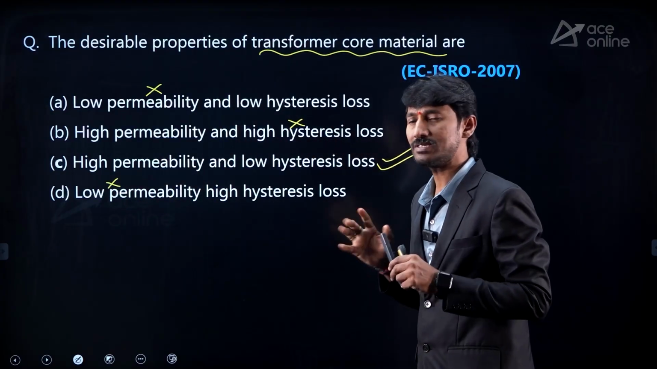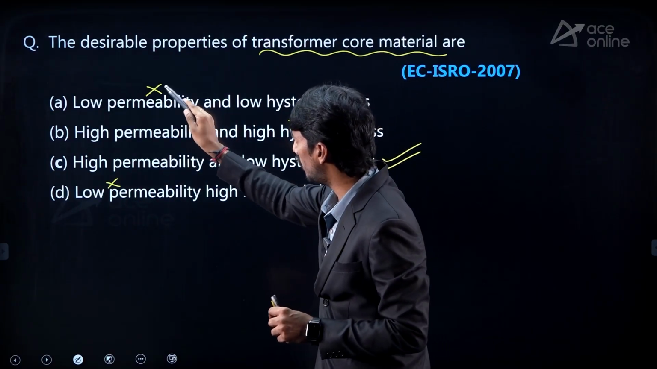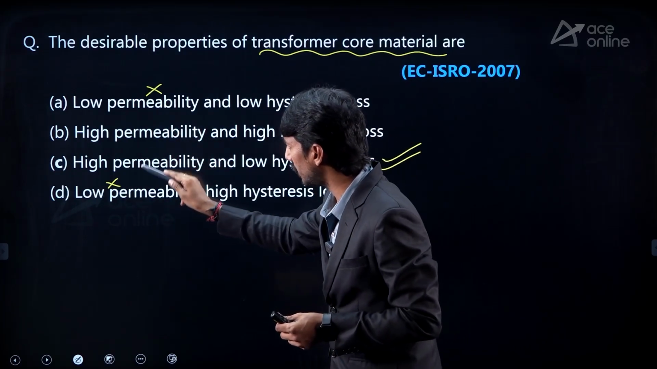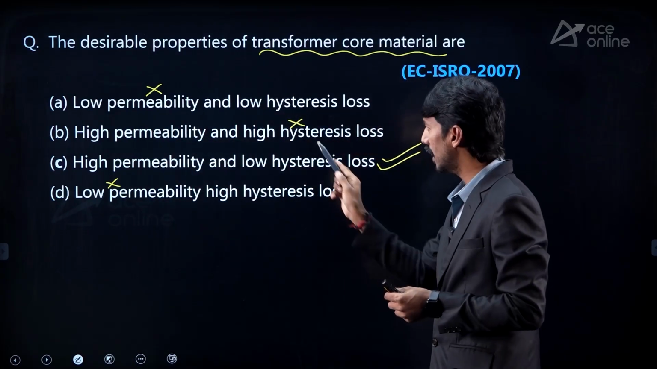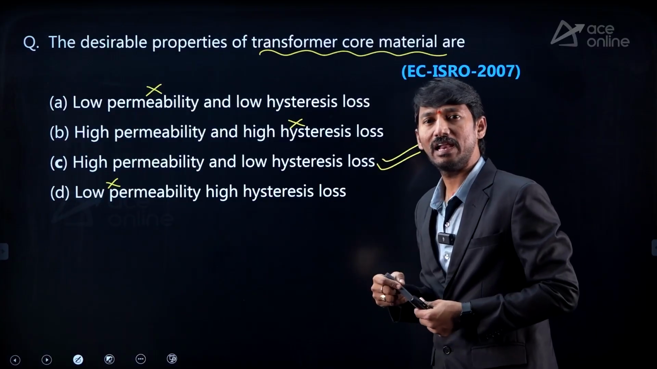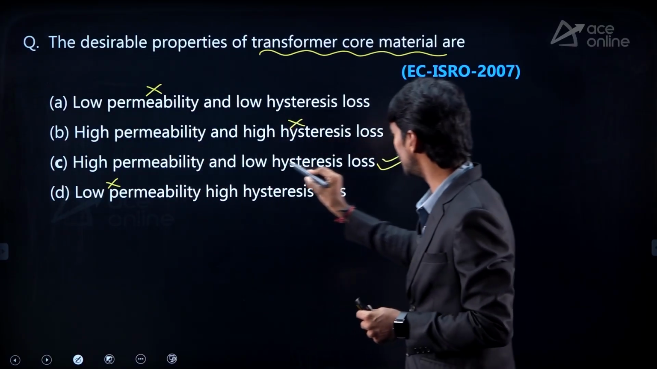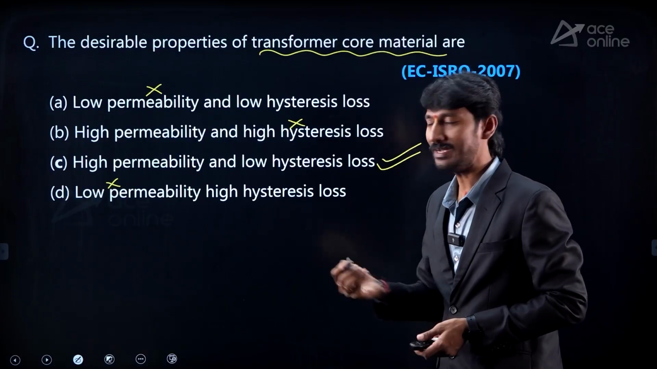But here, low permeability is wrong. That's why the first elimination must be low permeability. Then high permeability, both options are there. Then go through this: high hysteresis loss, no, we always expect less hysteresis loss. That's why the answer must be option C. Right? Next question.